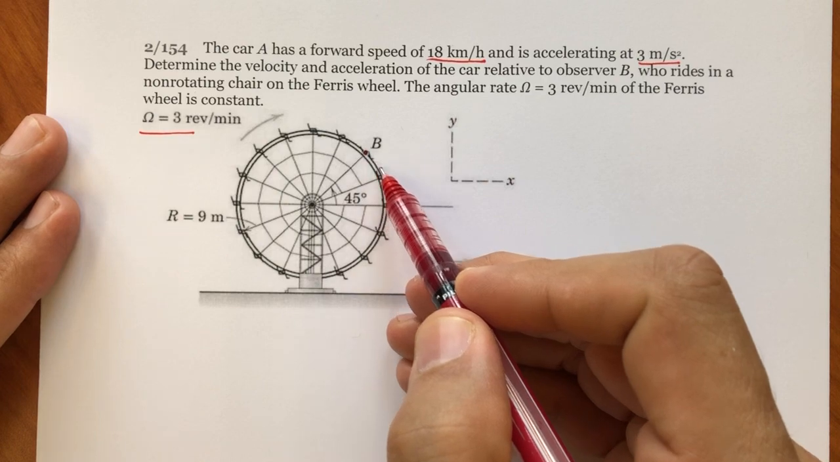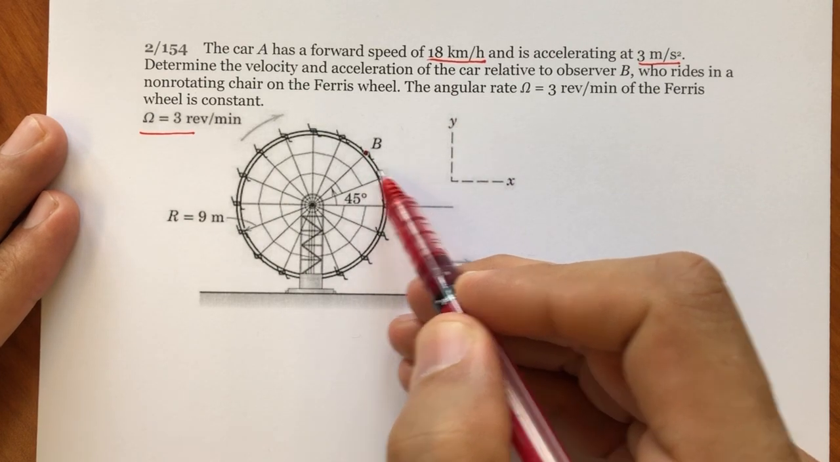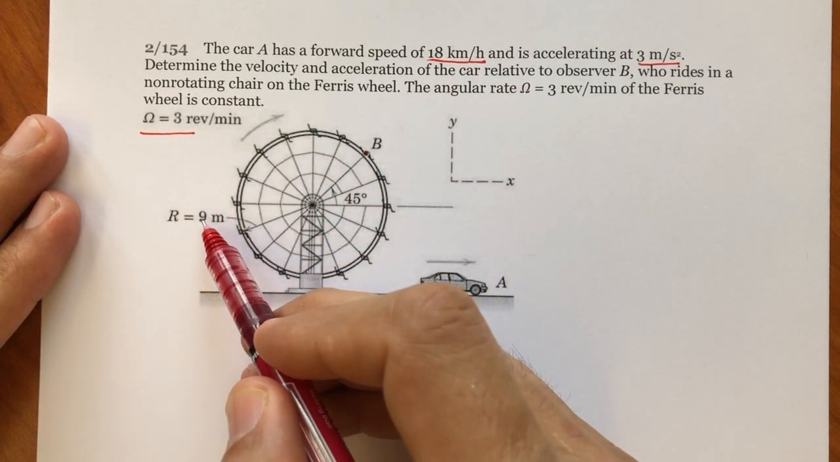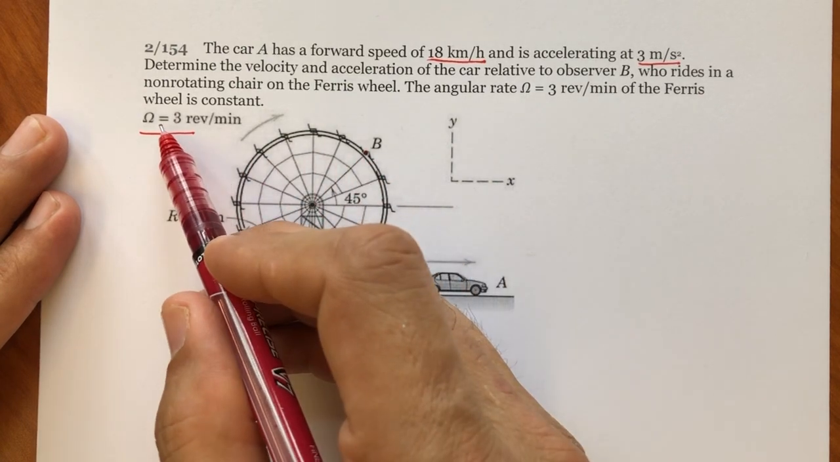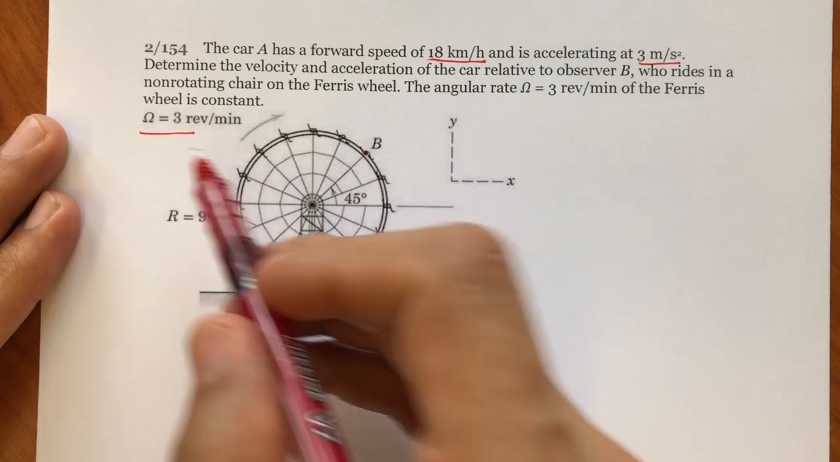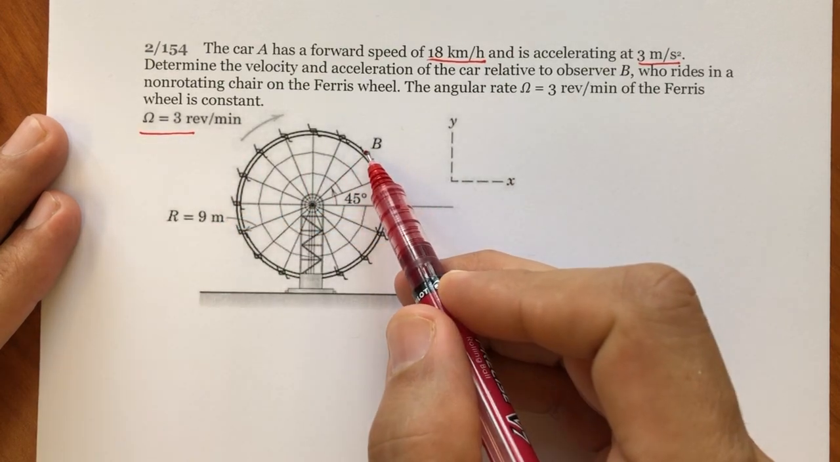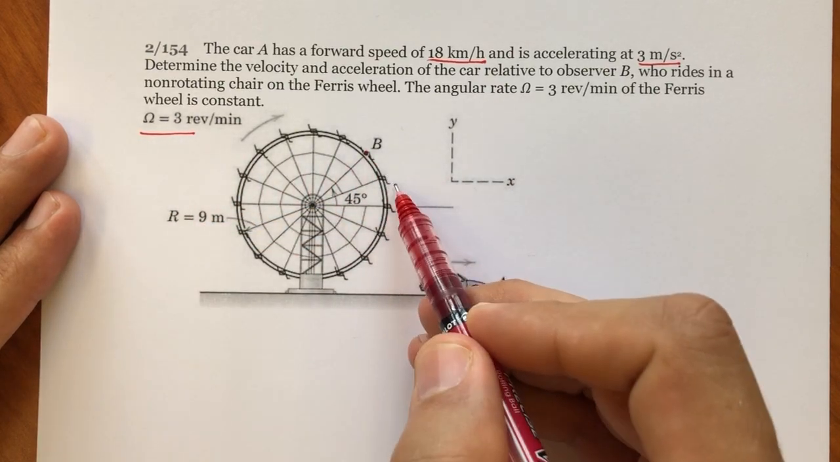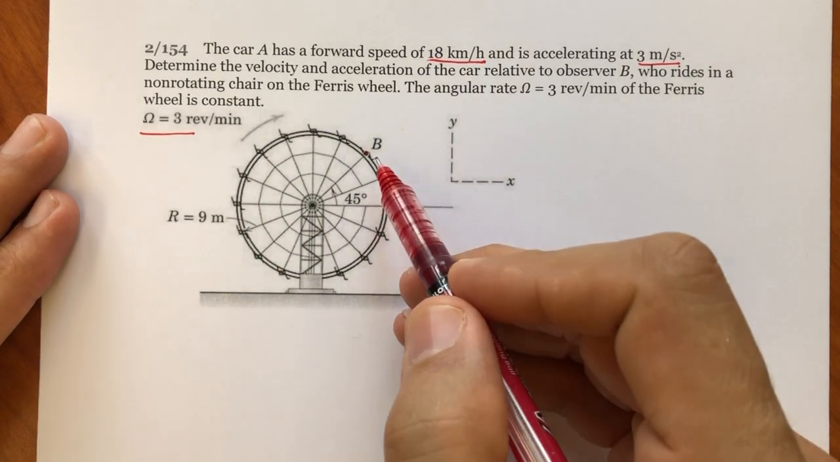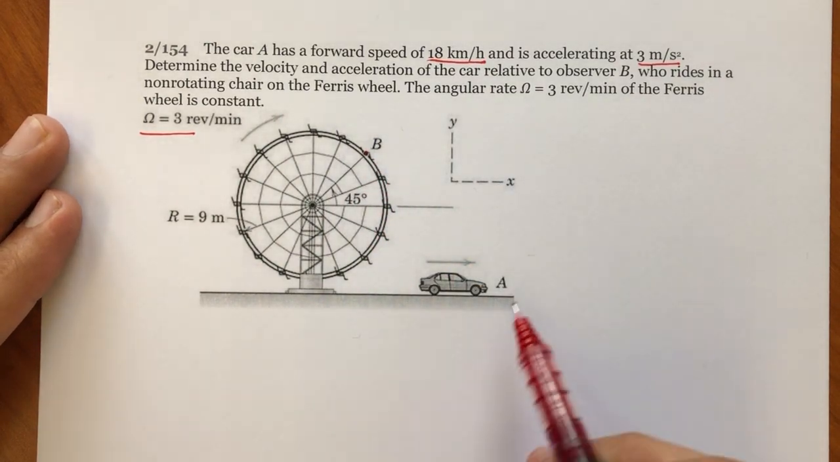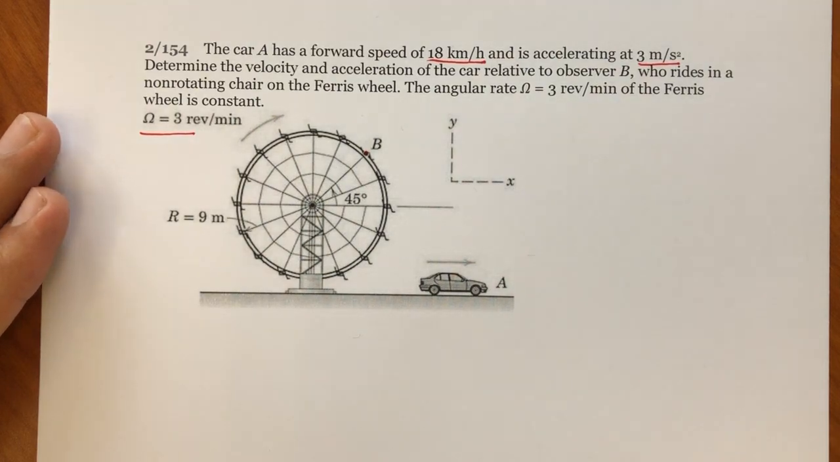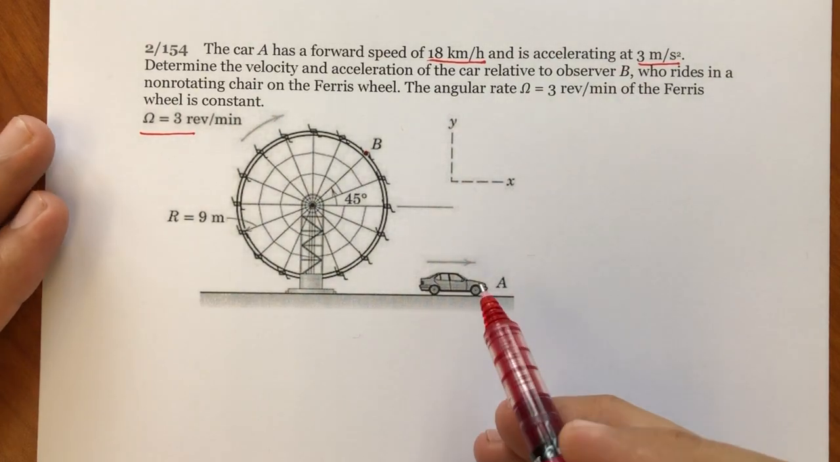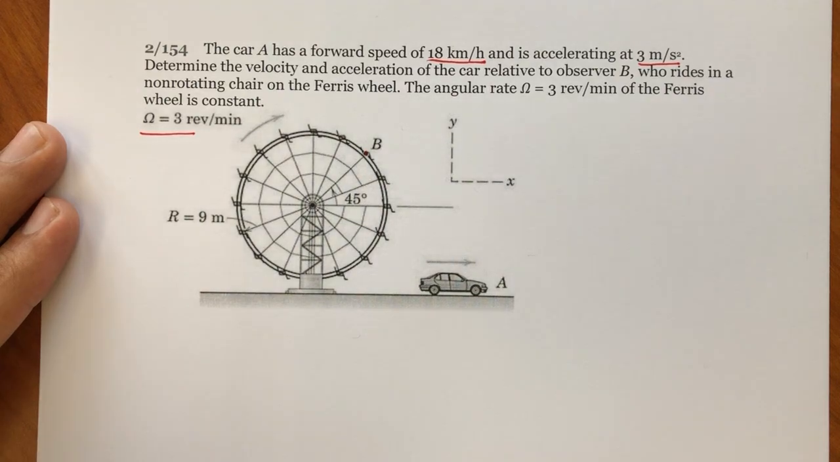So this guy at the moment is having velocity of r times omega, right? The velocity of a particle which is moving on the circle with the angular velocity omega is going to be r times omega, and it's going to be in the tangential direction. So we have the velocity of both of them, and we want to find the relative velocity and acceleration of A with respect to B.